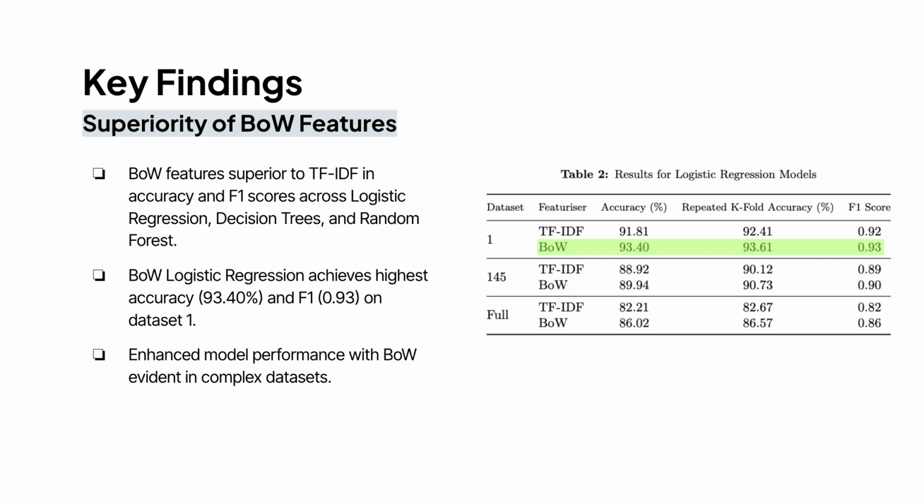We find that Bag of Words showed superior performance in accuracy and F1 scores, particularly in logistic regression on dataset 1. This suggests that Bag of Words is more effective in capturing essential textual features for financial sentiment analysis tasks, highlighting its robustness over TF-IDF in complex datasets.